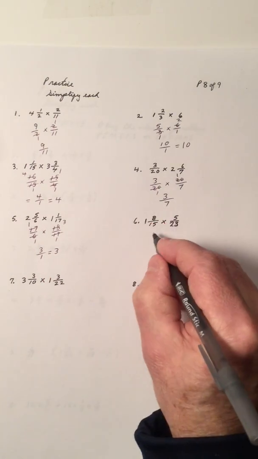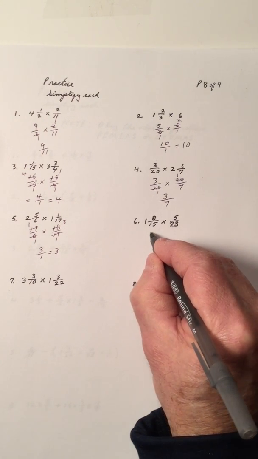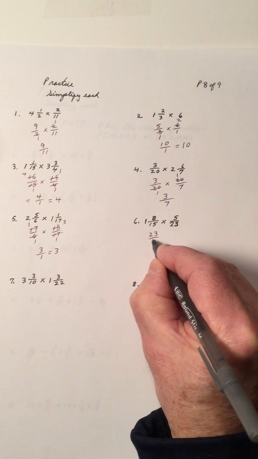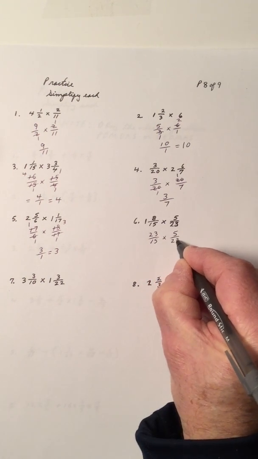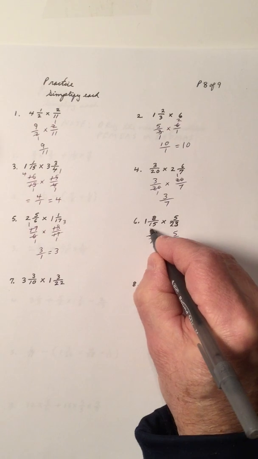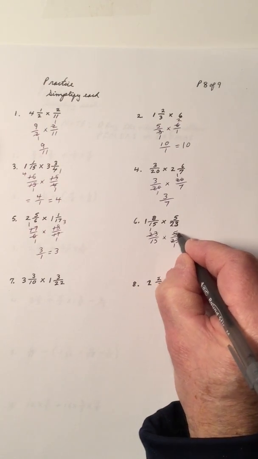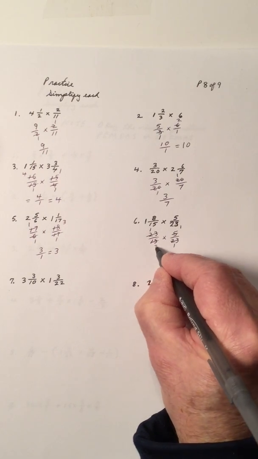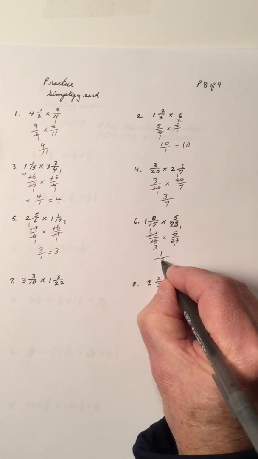Again, mixed numerals to improper. 1 times 15, 15 plus 8 is 23. 5 over 23. Notice the 23s can cancel top and bottom. 5 can cancel top and bottom. 5 into 5 once, 5 into 15, 3. 1 times 1 is 1. 3 times 1 is 3.